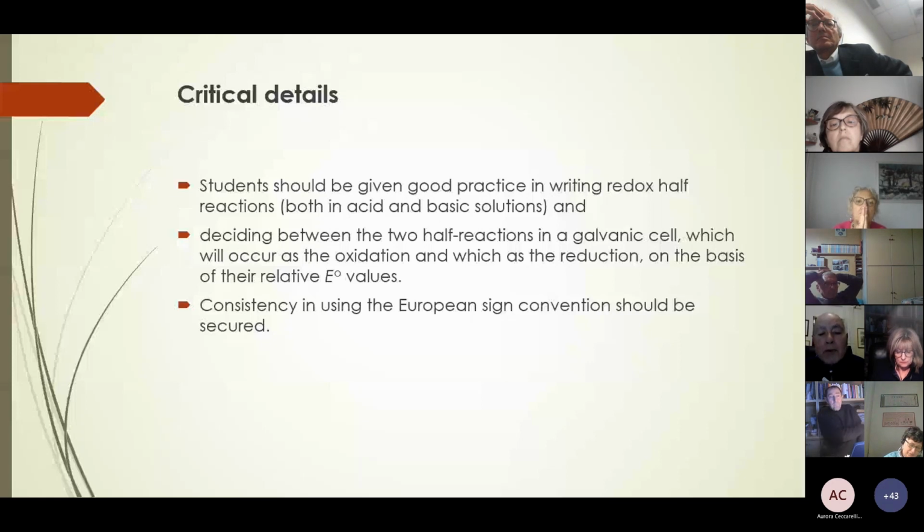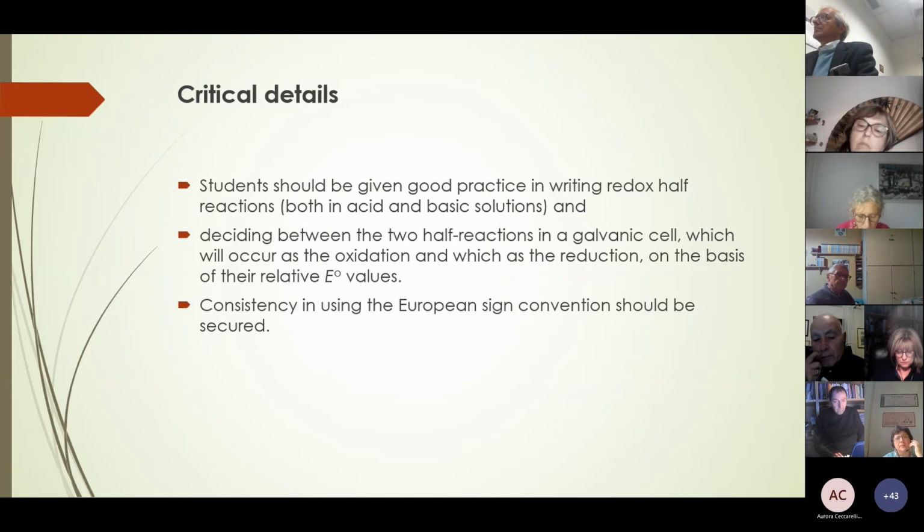Other recommendations: students should be given good practice in writing redox half reactions, both in acid and basic solutions. Decide between the two half reactions in a galvanic cell, which will occur as the oxidation and which as the reduction on the basis of the relative standard electrode values. It is the one with the higher algebraic value which will occur as a reduction, while the one with the lower algebraic value will occur as an oxidation. Finally, consistency in using the European sign convention should be secured.